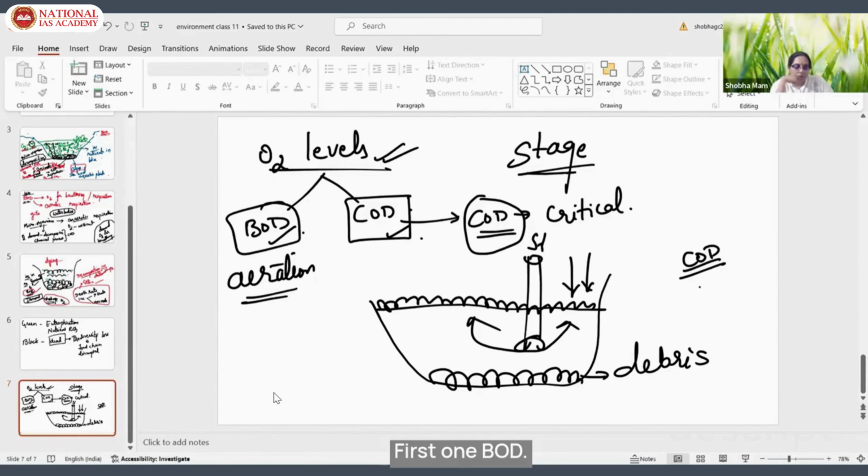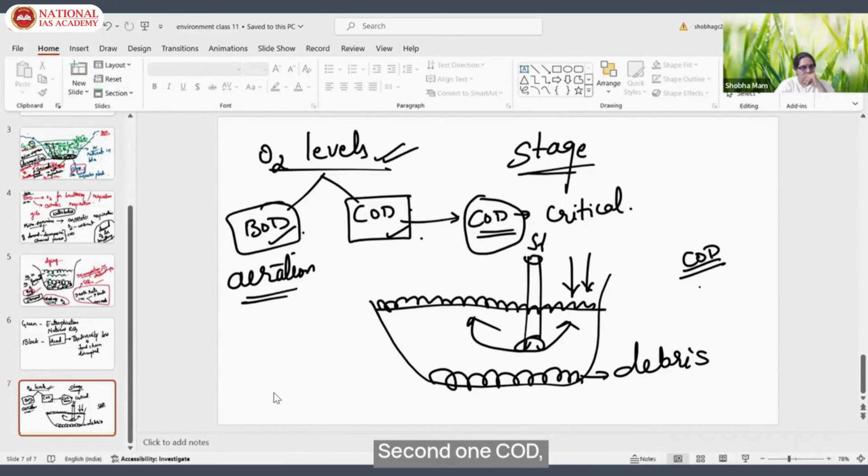First one, BOD: oxygen required for respiration. Put a hyphen. Even if it is high, the lake can be cleaned.